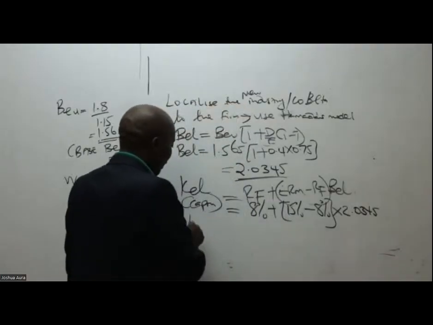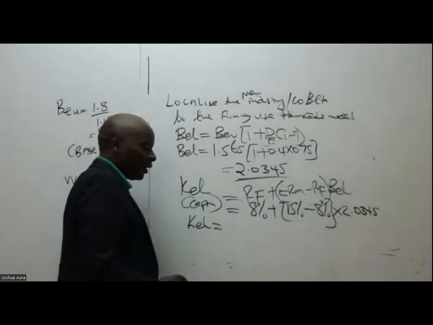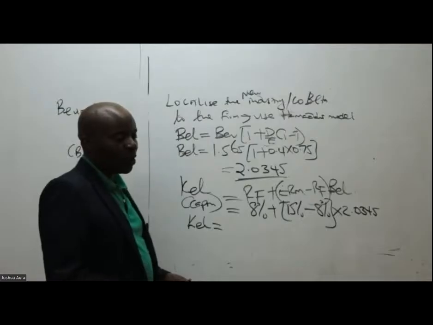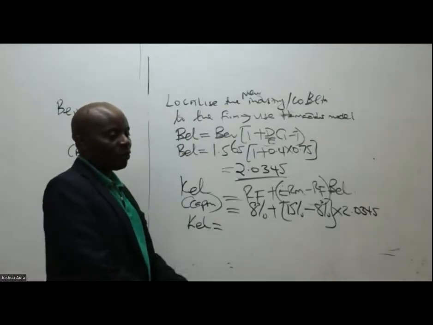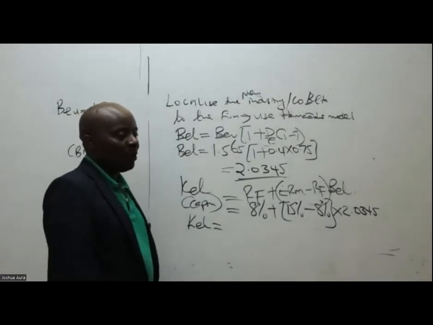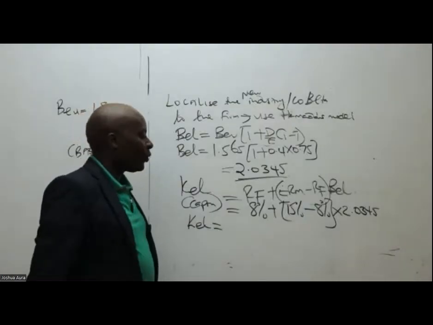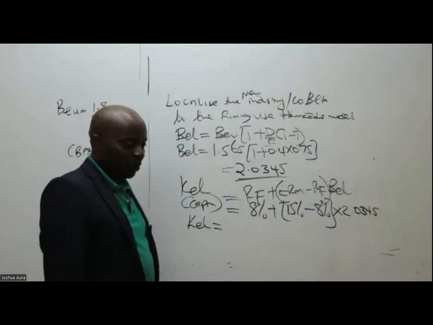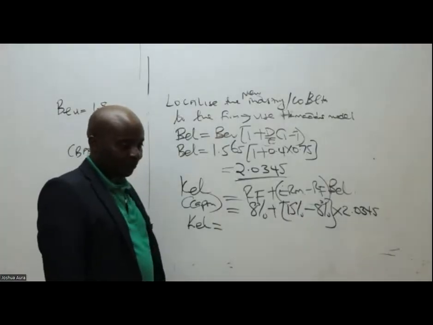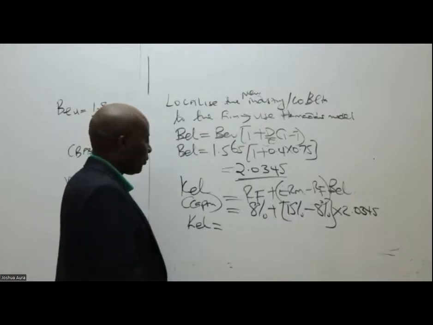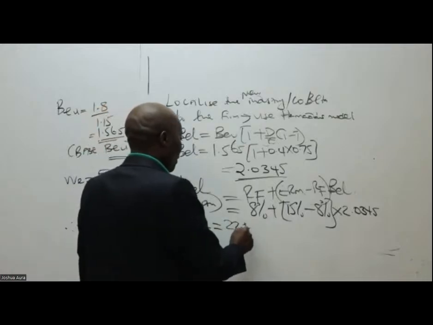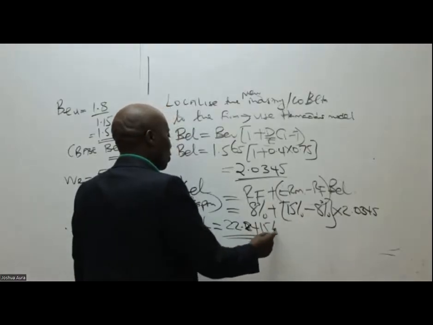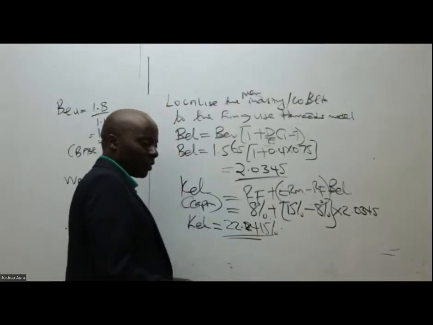Then what is our KEL? Our cost of equity of a levered firm will be equal to who? Can somebody give us this figure? 22.2415. Thank you so much.